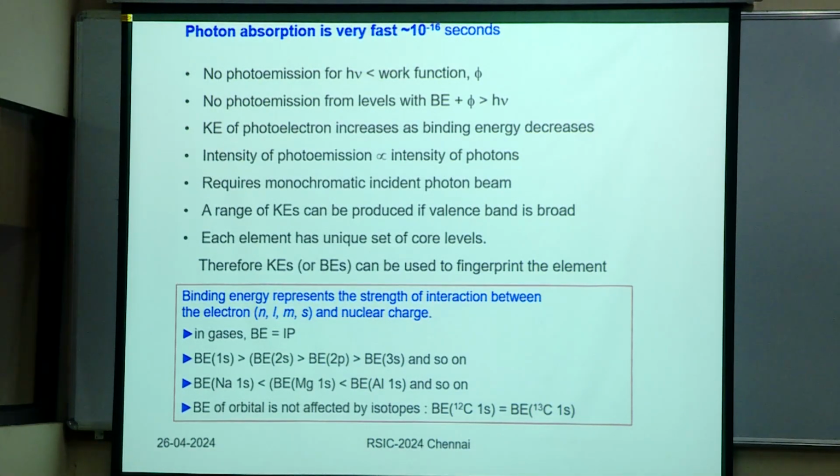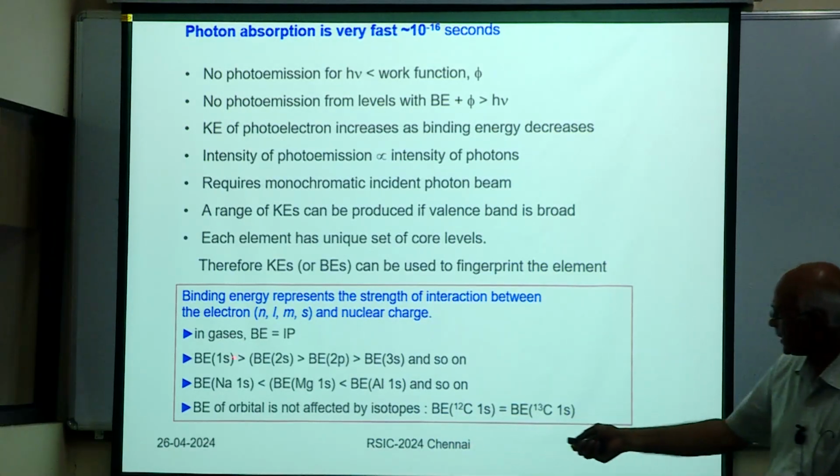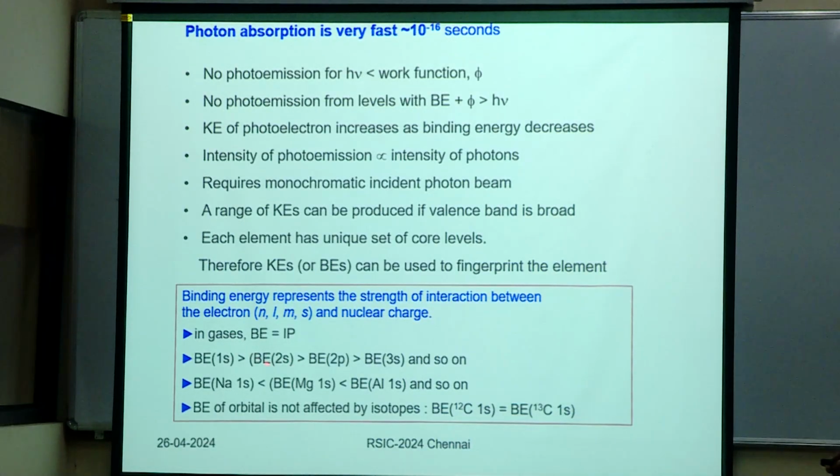Okay. Now look at the second one. The binding energy of a 1s electron is greater than the binding energy of a 2s electron, which is greater than that of a 2p electron, 3s electron, and so on. Do you agree with that? A 1s electron is very close to the nucleus compared to a 2s electron, compared to a 3s electron. So the 1s electron has higher binding energy, and so on and so forth.